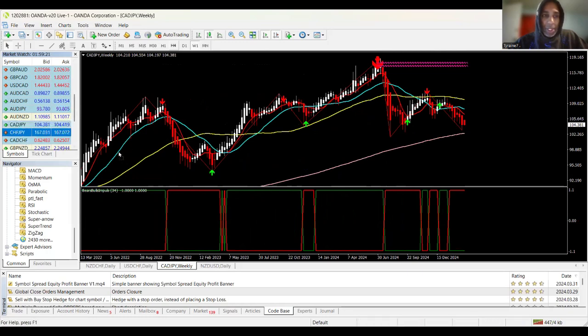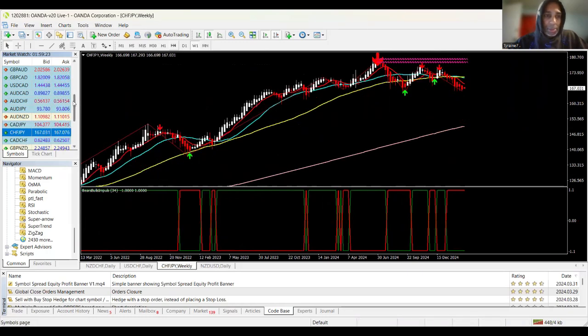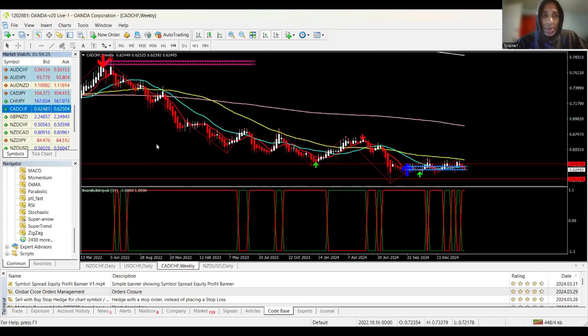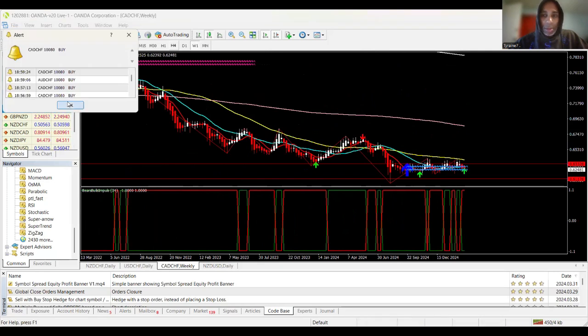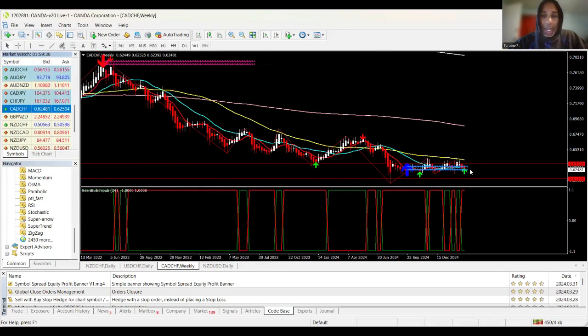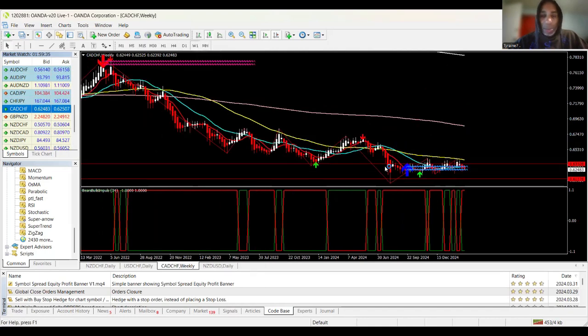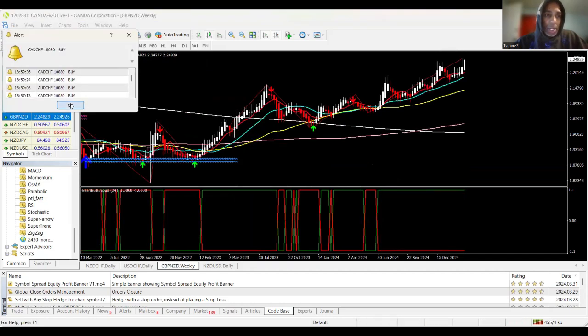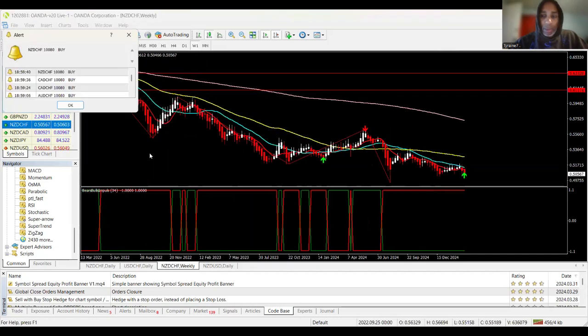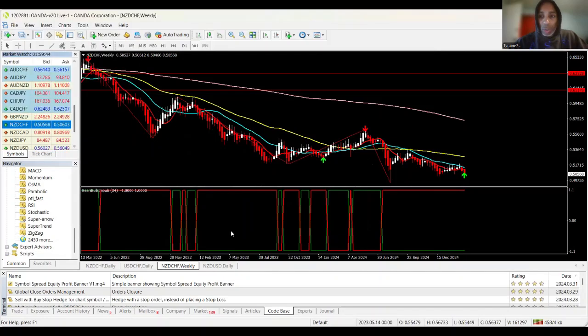Let's see here. Are there any other pairs? Okay, so CAD Swiss. Again, we did look at that as well. We do like that. So possibly next week. But we're going to flex on that during the week. Okay, so here we go. NZD Swiss on the weekly. We have a buy.